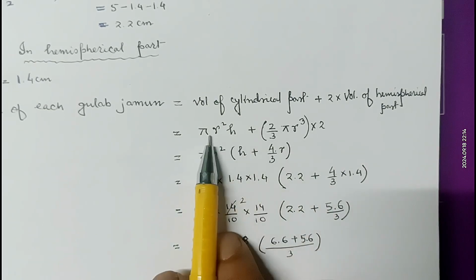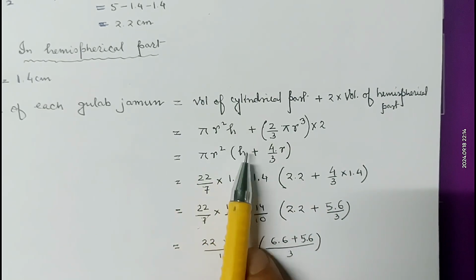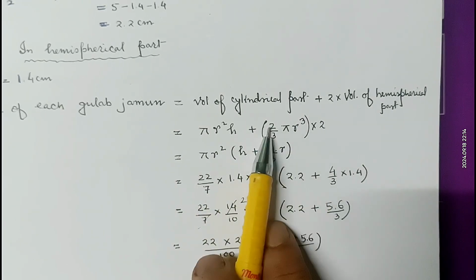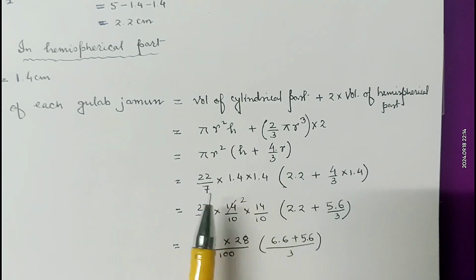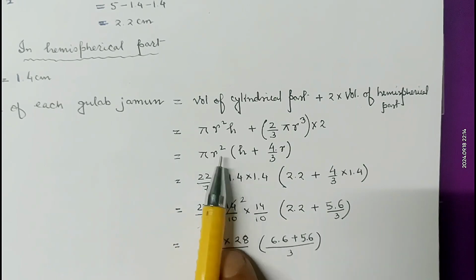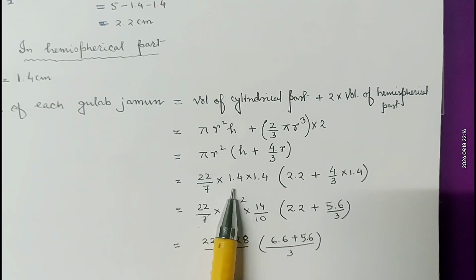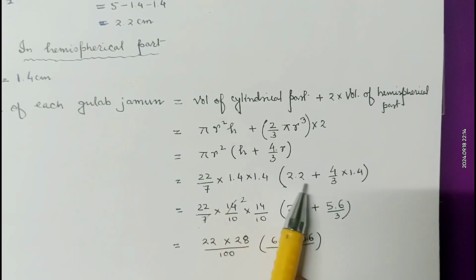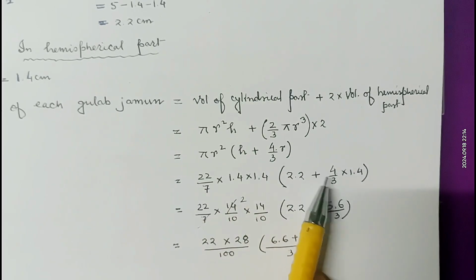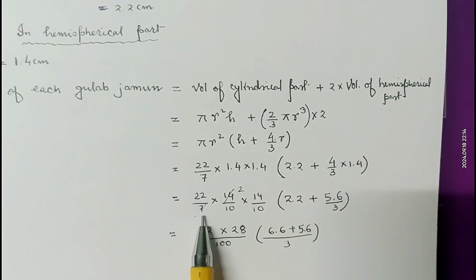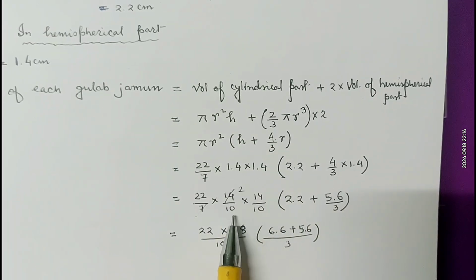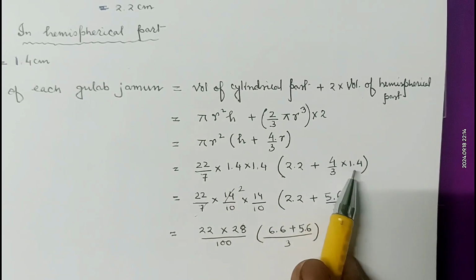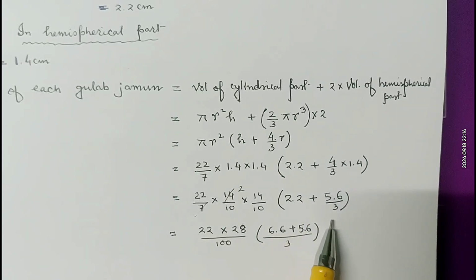From this, I can take pi r square common. So here we are left with h plus 2 into 2 by 3 r, that is 4 by 3 r. Pi is 22 by 7 into r square, radius is 1.4, so it will be 1.4 into 1.4. Height of the cylindrical part is 2.2 plus 4 by 3, radius is 1.4. 22 by 7 into 1.4 can be written as 14 by 10 into 14 by 10. 2.2 plus 4 into 1.4 will give 5.6 by 3.